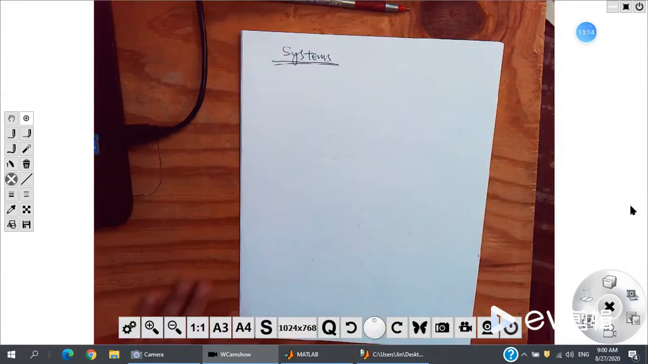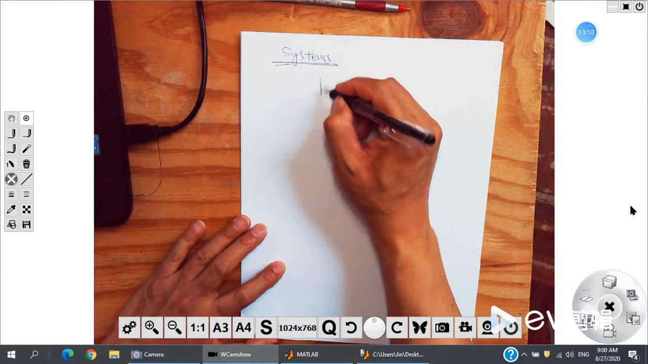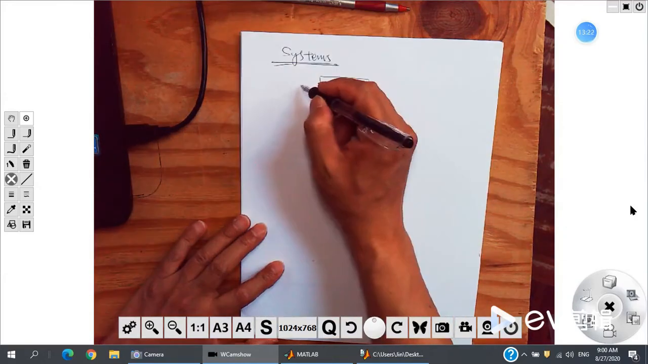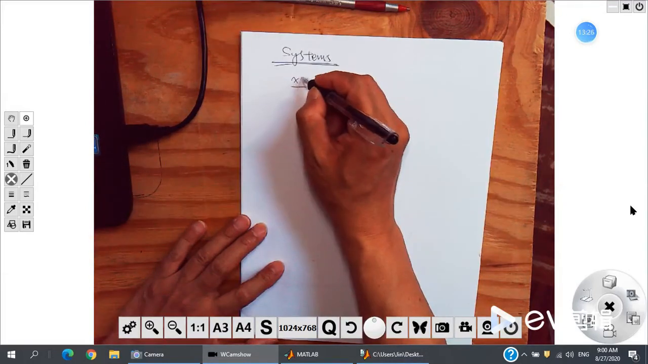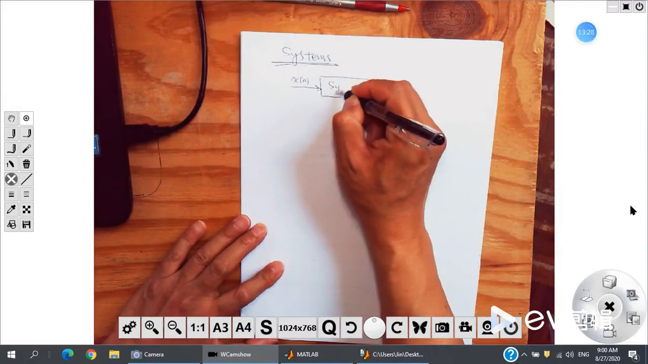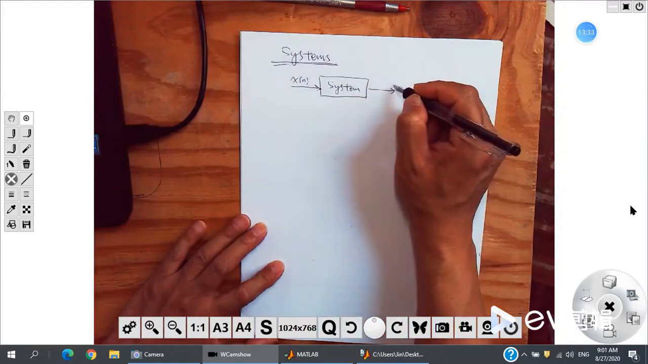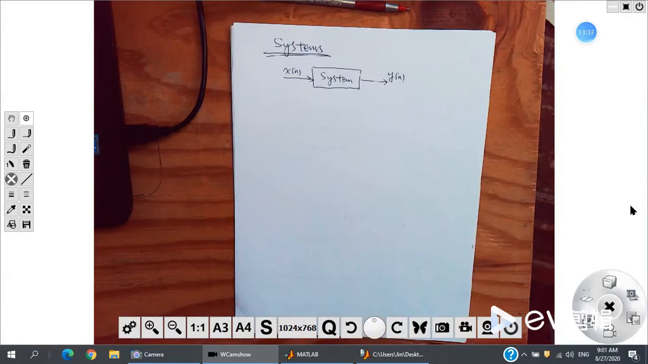So what is a system? You should already know that, right? Things like you have a machine, you have a circuit, or you have whatever. Then you give an input signal. This is the system. And on this side you can have output. If you give the input, the system will give you a response. You get the output, so this is a system, right?